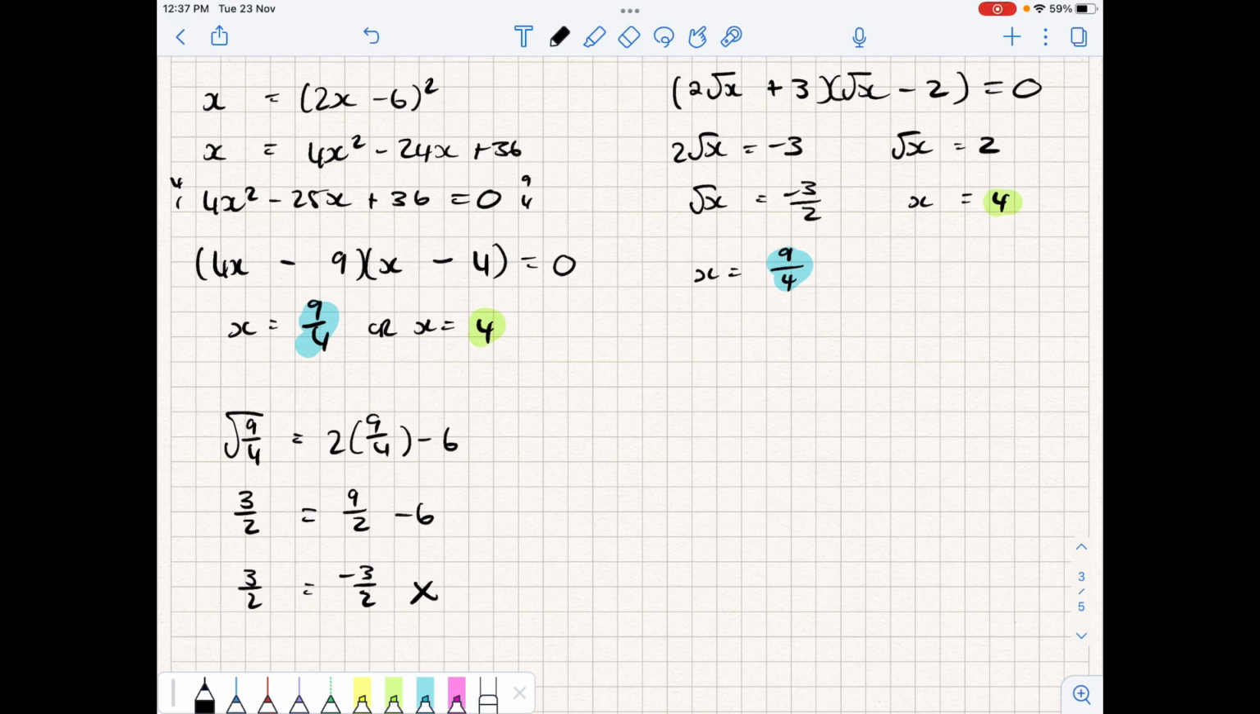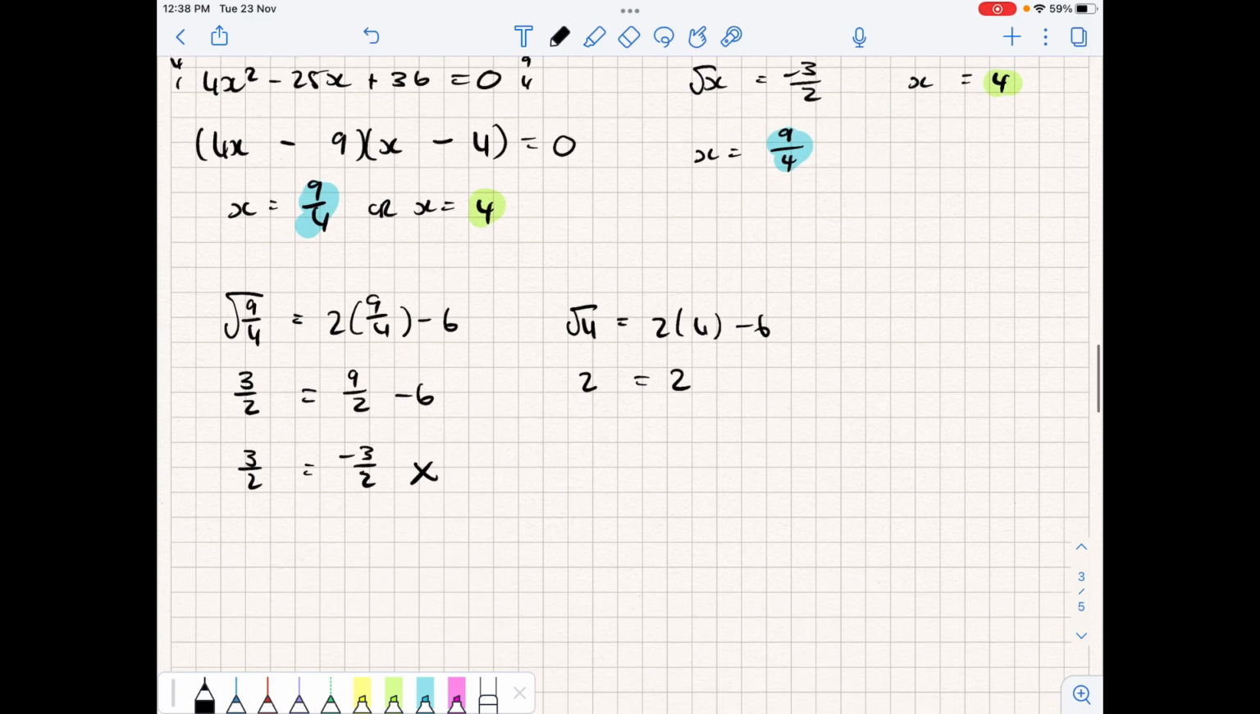So let's check the other solution. If we put 4 into the equation, we'll get square root 4 equal to 2 times 4 minus 6. That's going to give us 2 equal to 8 minus 6, which is 2. 2 equals 2, and so that solution is valid. And so my only solution is x equal to 4.